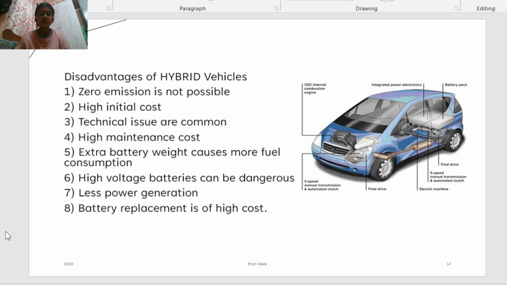Next, we have the disadvantages of hybrid vehicles. Zero emission is not possible, high initial cost, technical issues are common, high maintenance cost, extra battery weight causes more fuel consumption, high voltage batteries can be dangerous, less power generation, battery replacement is of high cost.